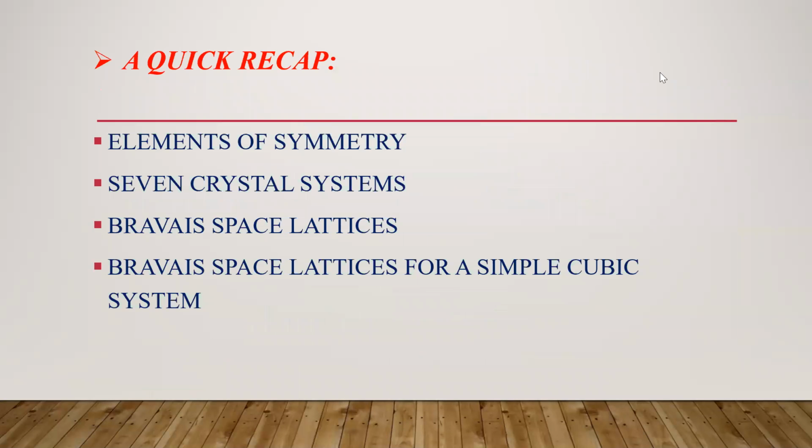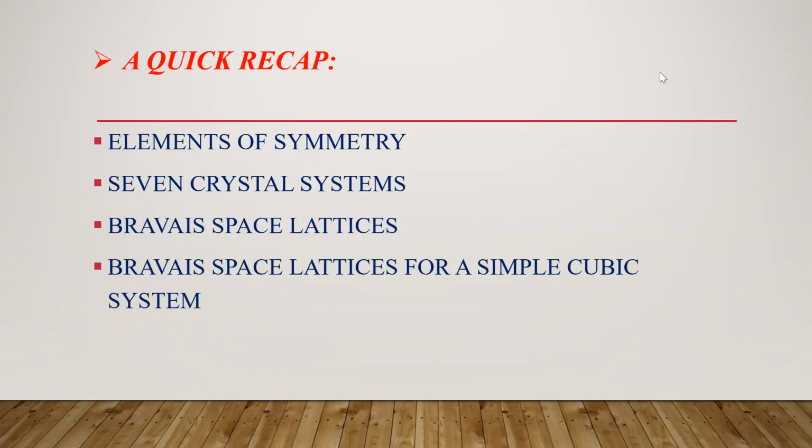A quick recap we will be having now. Let us recap what all the things we have studied in the previous class. The elements of symmetry we have learned: axis of symmetry, planes of symmetry and center of symmetry. And we have seen an example for cubic crystal lattice structure.